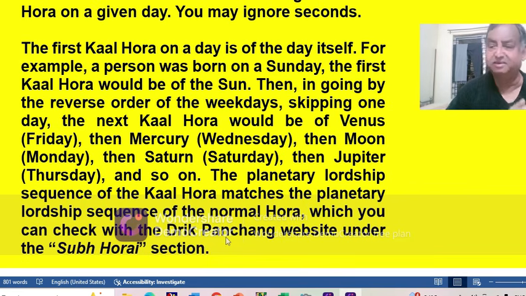First, on a Sunday, it will be first of the Sun. Then the next Kaal Hora would be of Venus. Then the third Kaal Hora would be of Mercury. In this way it will go. But the duration would be different. The duration of normal hora and the duration of Kaal Hora never match.